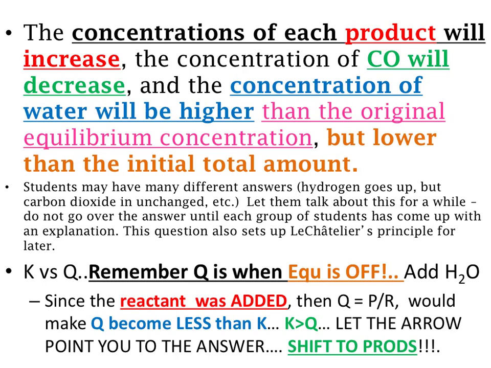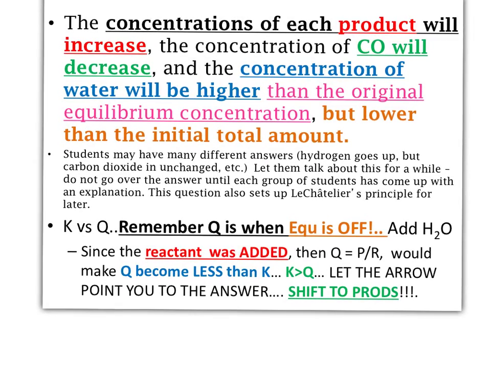Okay. Slide tells us, Le Chatelier answer first. The concentrations of each product will increase, the concentration of CO will decrease, and the concentration of water will be higher than the original equilibrium concentration, but lower than the initial amount. Read that purple and orange line again, or blue, pink, and orange. The concentration of water will be higher. Why? What did you do? You added water. Well, that's got to make sense. Higher than the original equilibrium, because we've added it once it was at equilibrium, but it will be lower than the initial total amount. Because what's going to happen to that water when we put it in?